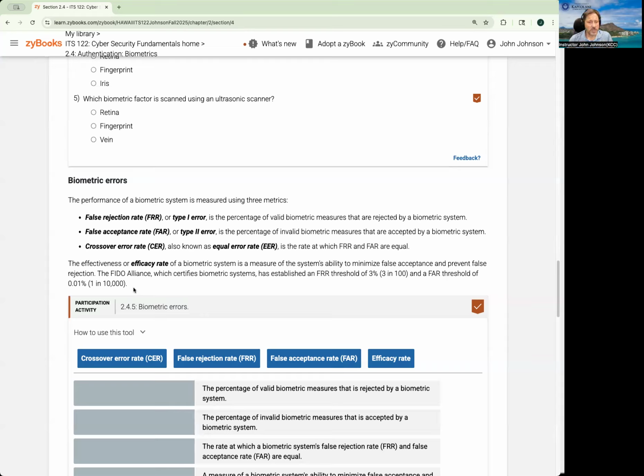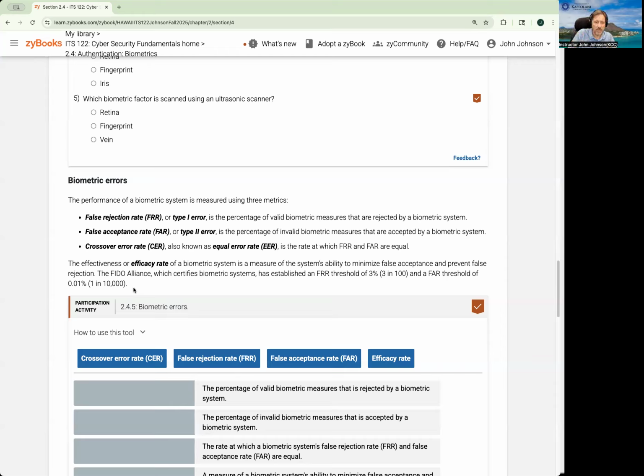We've heard of false rejections and false acceptances before in other types of things. So this is essentially the same thing. You don't want it to accept things that aren't true, and you don't want it to reject things that are valid. So that's what we have to be careful of. So the effectiveness or efficacy. Efficacy, just think of as effectiveness of a biometric system. It's going to be the measure of the system's ability to minimize the false acceptance and prevent the false rejection.